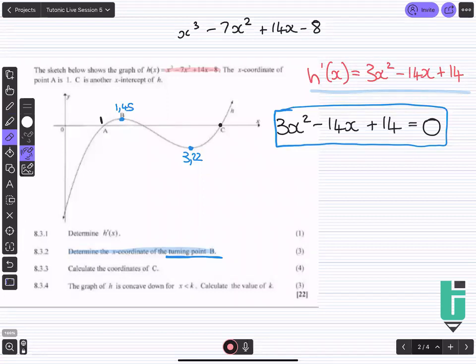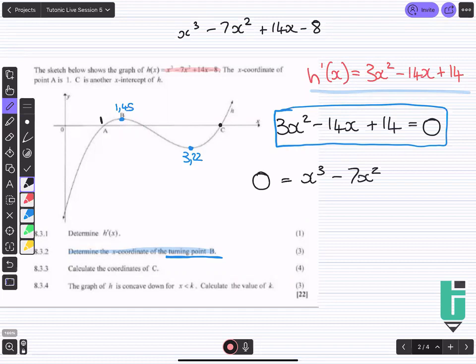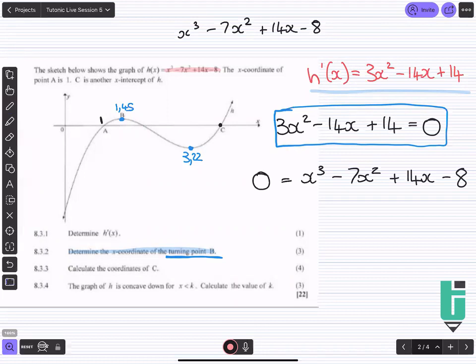The coordinates of C, Naima? It's the x-intercept, so what do we do to find the x-intercept? Make y equal to 0. Right, so it's naught equals x cubed. And now Nafisa, you've got to do synthetic division for this one? Yes, I'm going to do it now quickly. I actually like synthetic division so much, it's easier. She's converting people here.